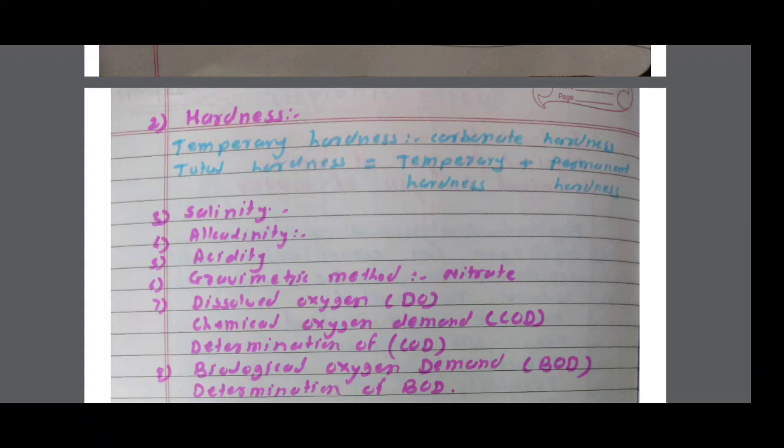This is the third chemical analysis of water, salinity. Then the fourth one is alkalinity.